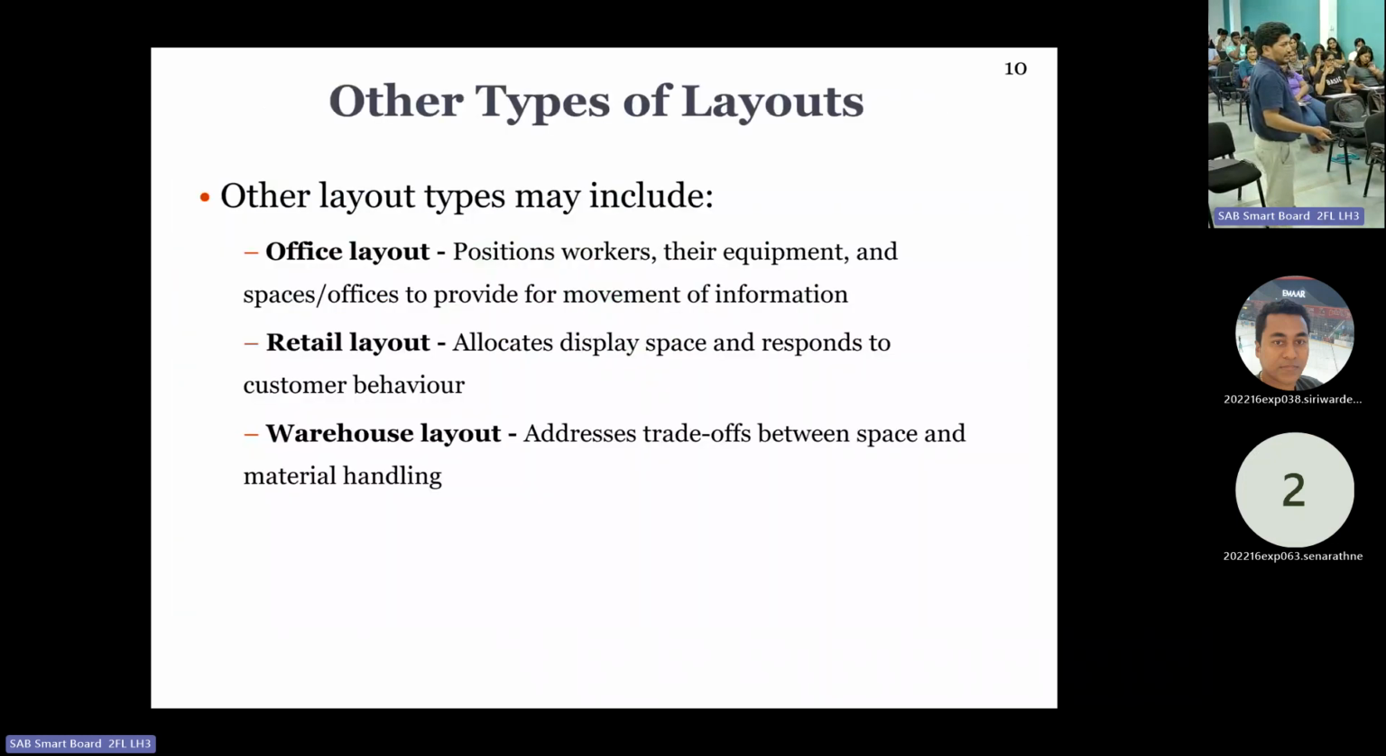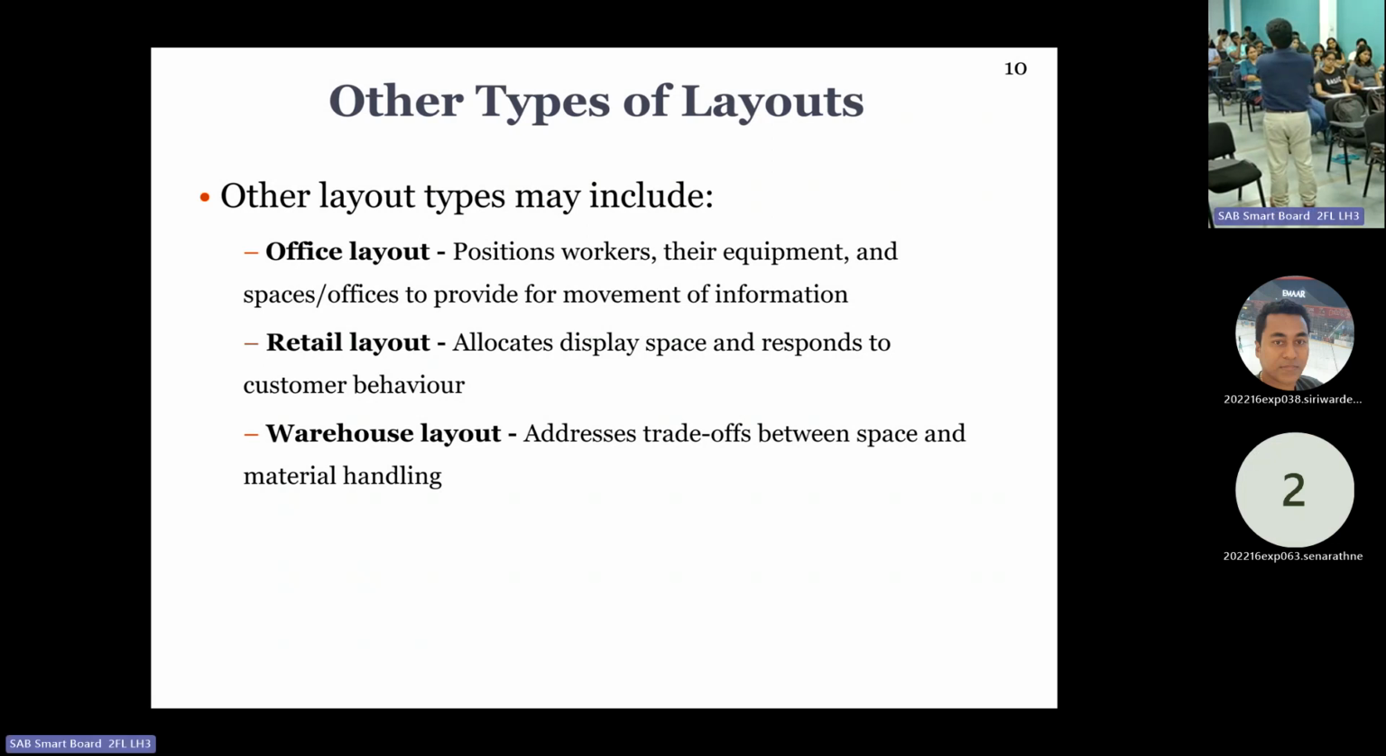In addition to them, there are these layout types also, especially in a service context. Office layouts are used in arranging and designing offices. Retail layouts are used in retail shops, supermarkets and various other retail shops. And then warehouse layouts are used in warehouses, places where products are stored. So they are the layout specific characteristics.